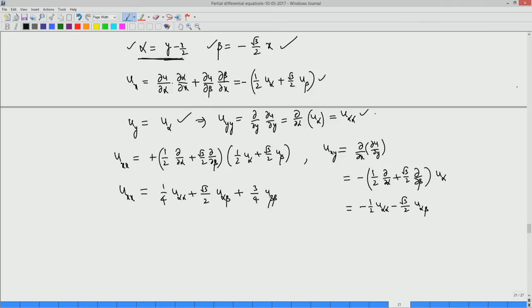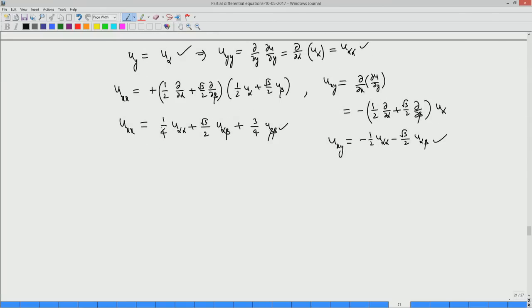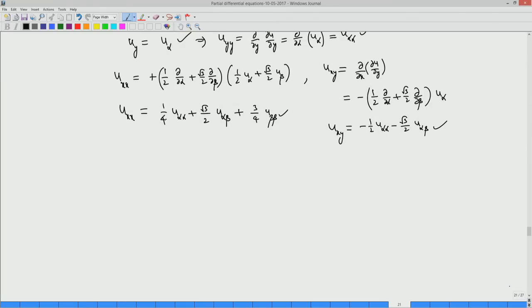So you have got everything: uxx, uxy and uyy. And ux, uy are already here. So if you substitute into the equation, then you get the canonical form that may be either solvable or not depending on its simplicity.